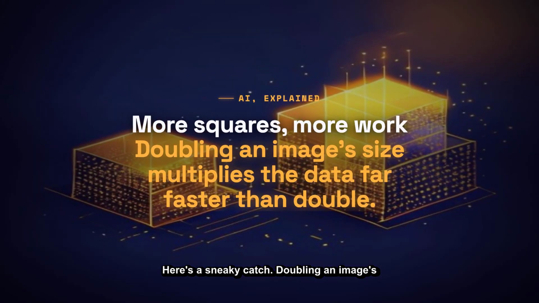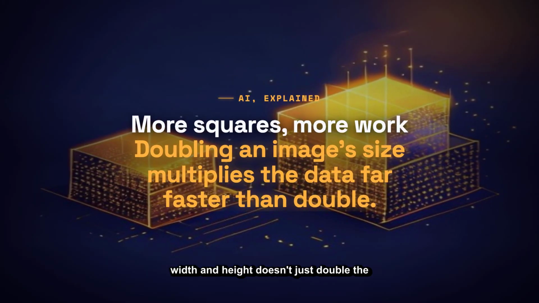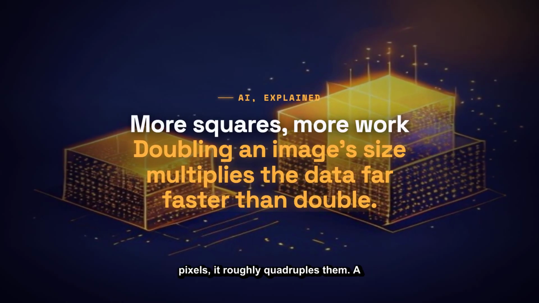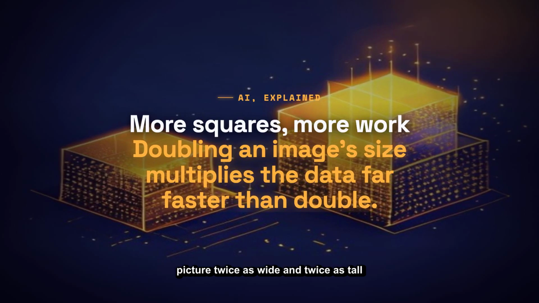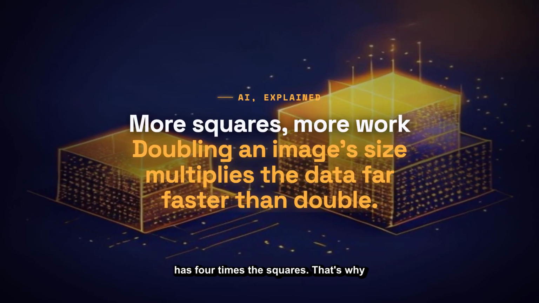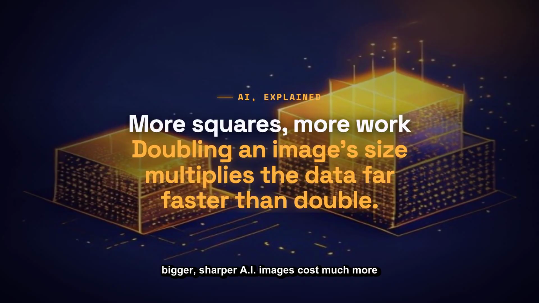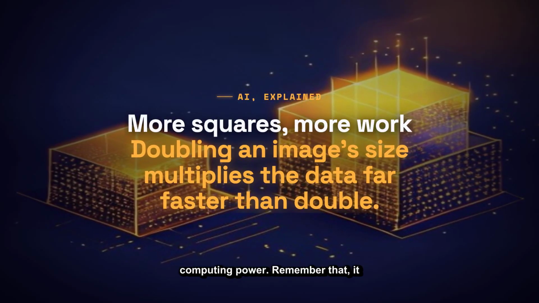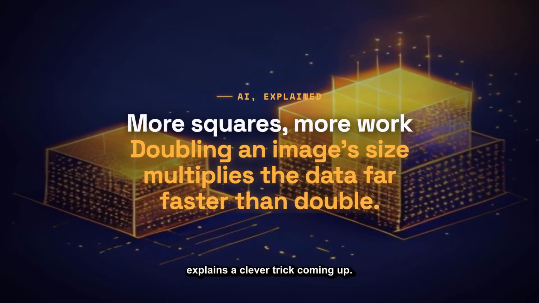Here's a sneaky catch. Doubling an image's width and height doesn't just double the pixels, it roughly quadruples them. A picture twice as wide and twice as tall has 4 times the squares. That's why bigger, sharper AI images cost much more computing power. Remember that, it explains a clever trick coming up.